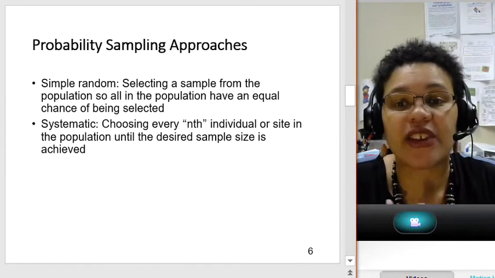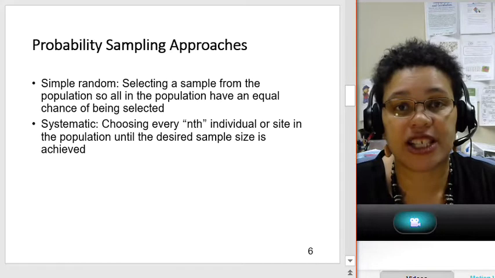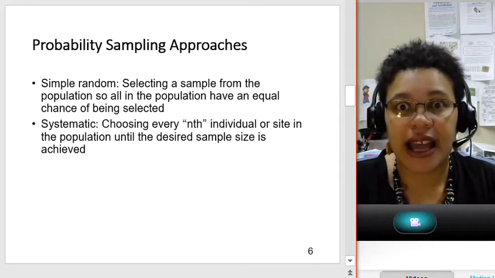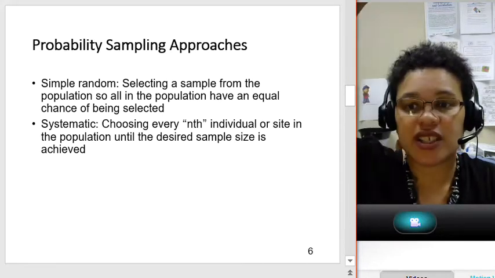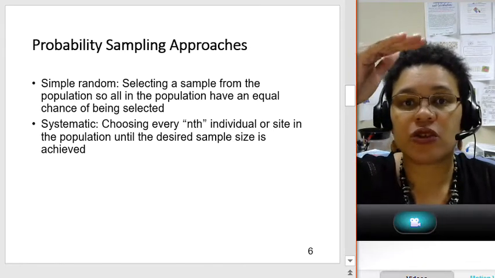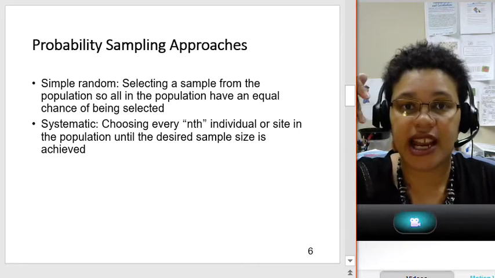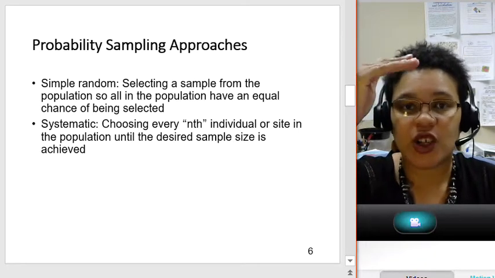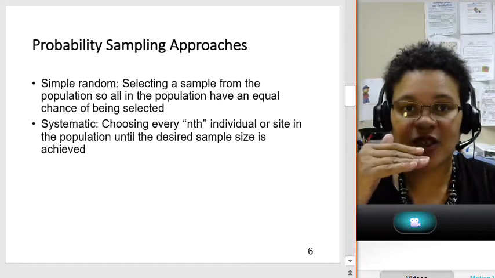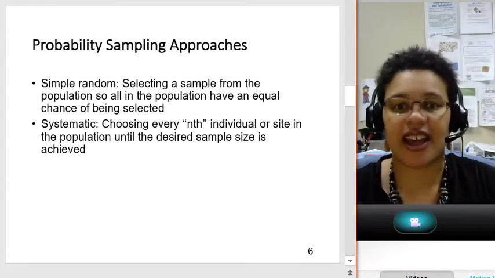Systematic, you're choosing every nth individual or site in the population until a desired sample size is achieved. So let's say I have a list of all the students in the school and I'm going to be interviewing certain students. Maybe I choose every third student until I get to the number that I need. Let's say it's 30. So I'm going to choose the third student, the sixth student, the ninth student, the 12th student, the 15th student, and so on, okay?